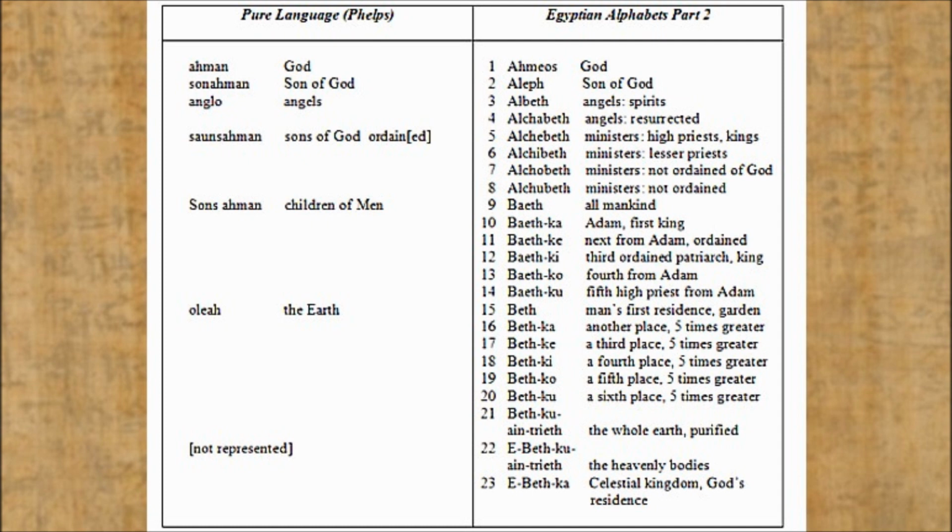The pure language characters and definitions in Phelps's letter not only appear in the alphabets, but they are expanded to show the different grades of gods, angels, ministers, and places of happiness. Note that 5 generations of high priests from Adam are listed, and that the theme of tracing one's ordination back to Adam is also expressed in the opening verses of the book of Abraham.